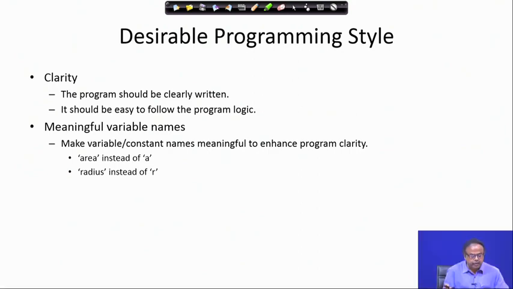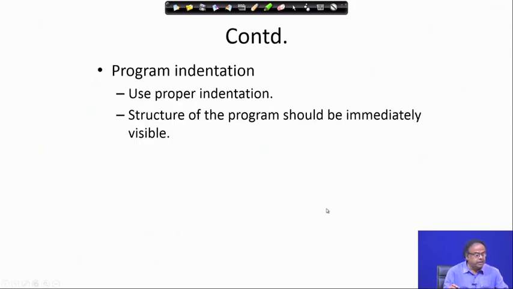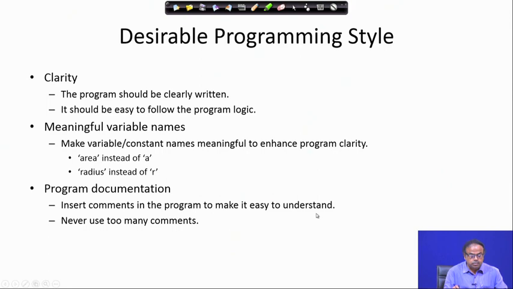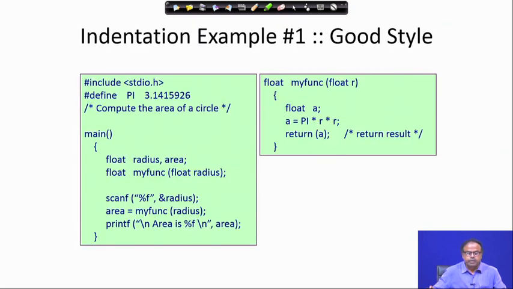So, here are some examples. Use area instead of a, radius instead of r. And for program documentation, we had said that we should be very generous about writing comments, but if there are too many comments, then that is also not very desirable. Now, we are coming to a very important point, that is program indentation. The structure of the program should be immediately visible. We will give you some examples.